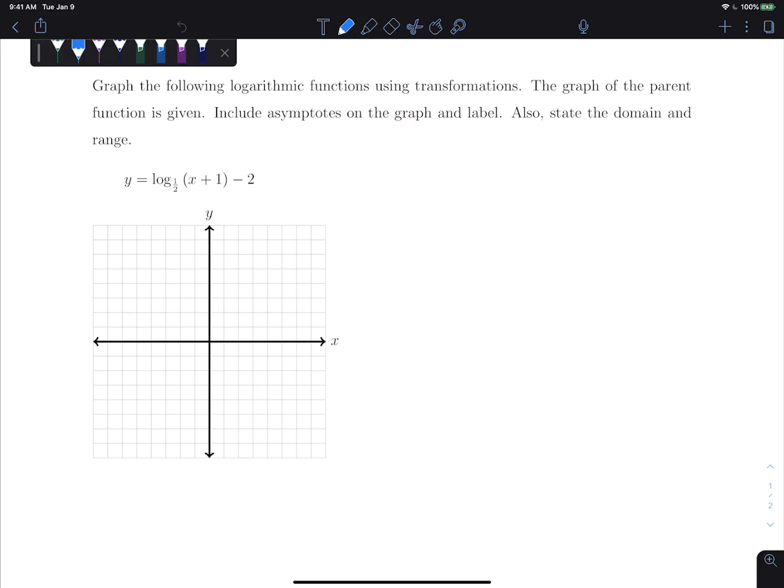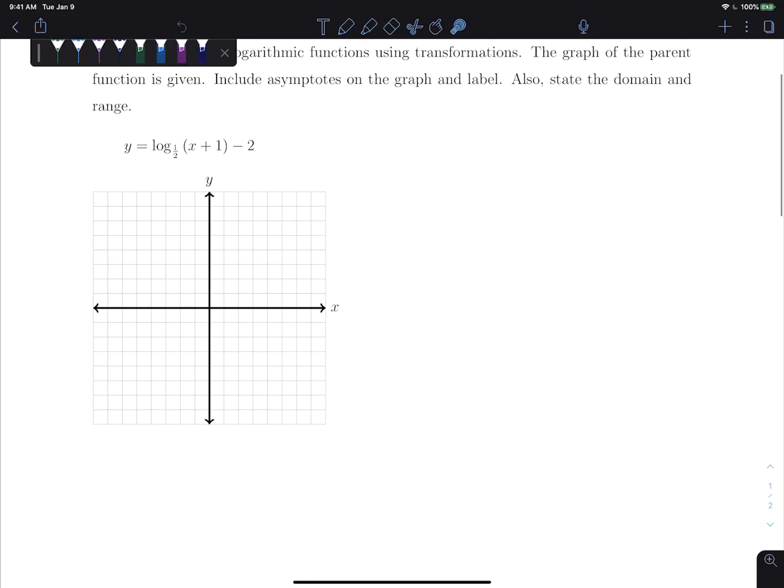Hello. In this video, we're going to go ahead and look at graphing a logarithmic function. When we want to graph the logarithmic function using transformations, we first want to graph the parent function. The parent function is not given; I will give that to you in a second. Then include any asymptotes on the graph and label, and also state the domain and range.